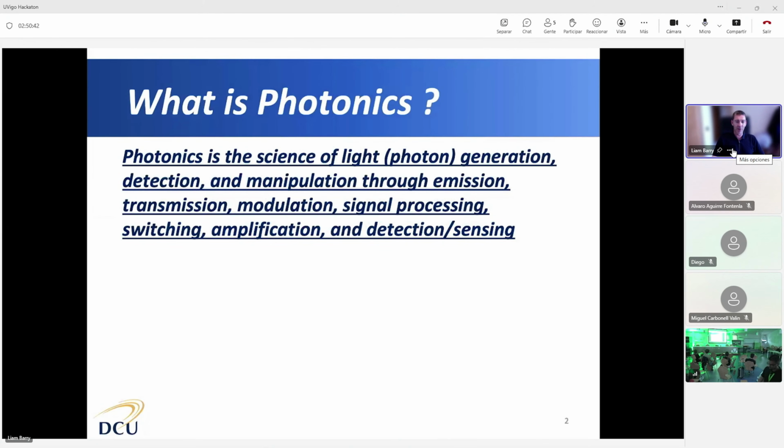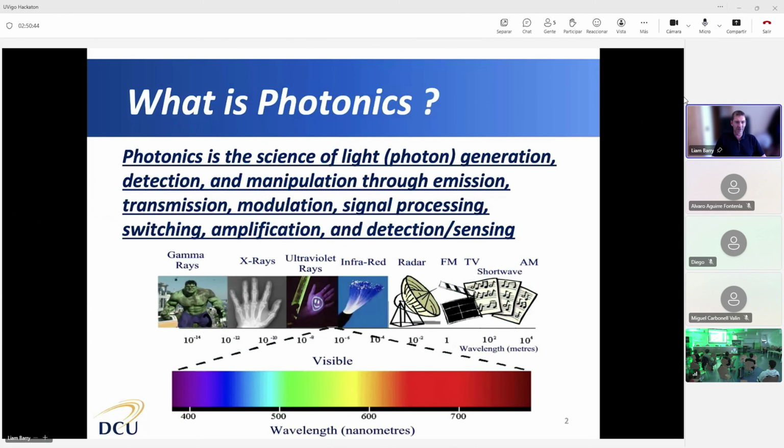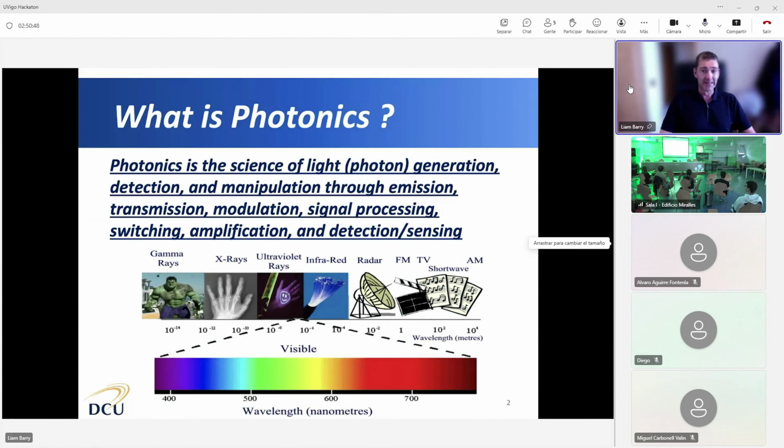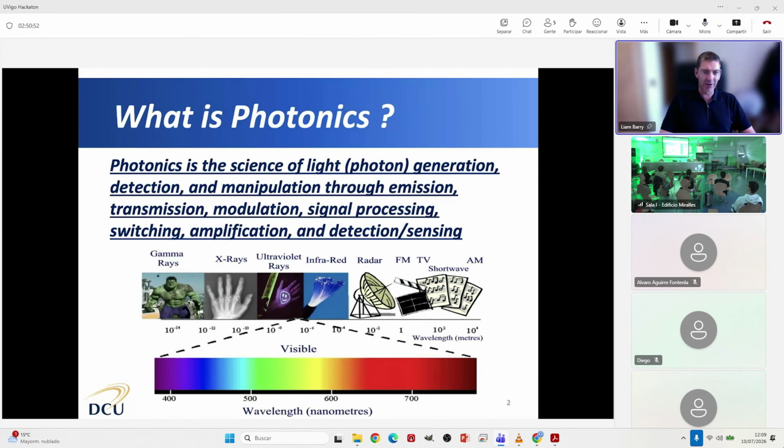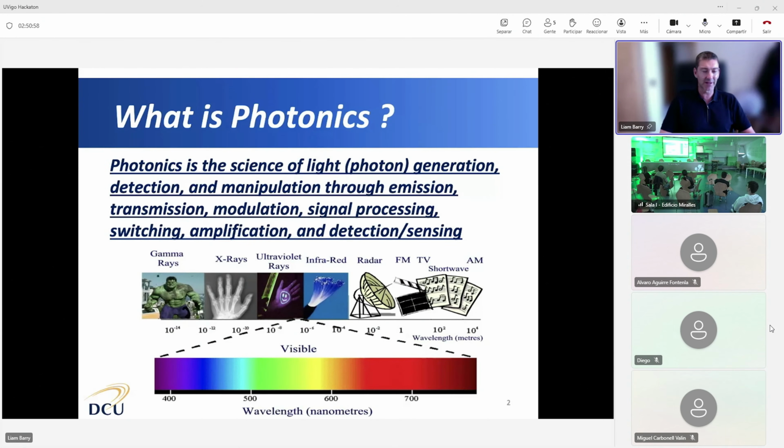So I suppose it's good to start off with defining what photonics is, and photonics is all about the science of light and photons and how they are generated, how they are detected, how they are manipulated through emission, transmission, modulation, processing, amplification, switching. So that's what photonics is. It's all about the science of light.